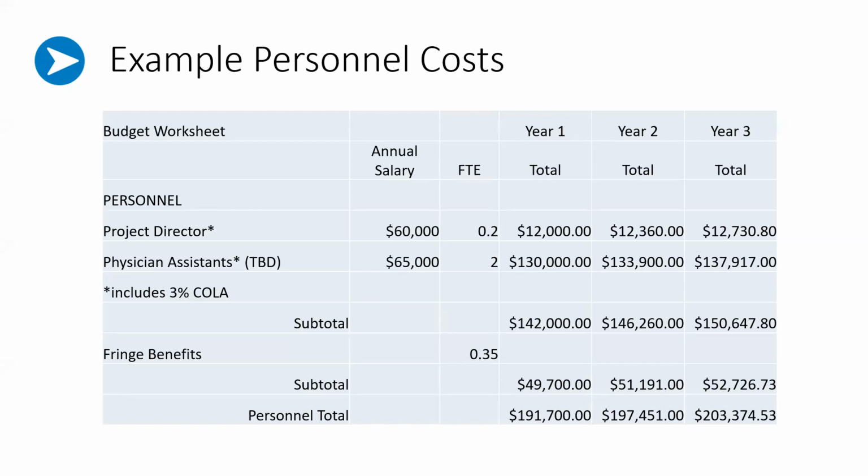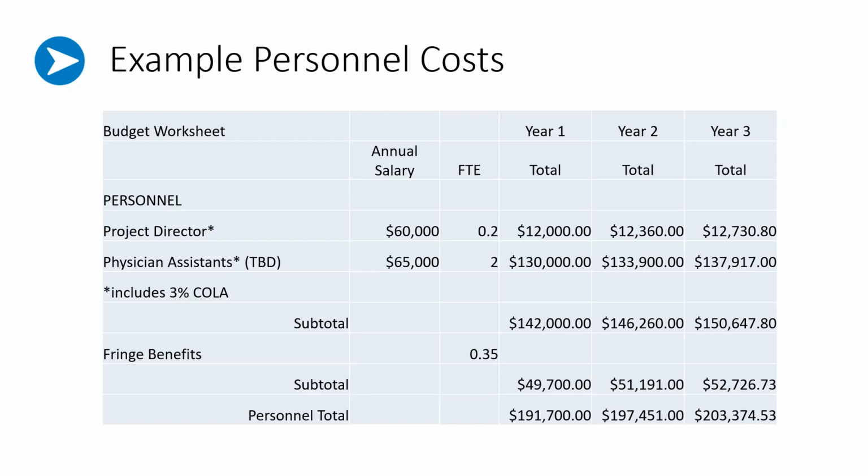Notice the second year, it's bumped up to $12,360. The asterisk by the project director shows us that they are building in a 3% cost of living adjustment. So that's where that comes from. You could have this footnoted in the budget in this example.